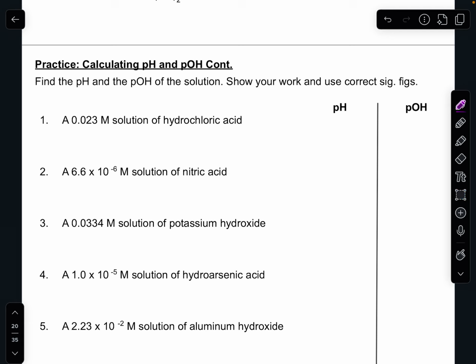We have HNO3 and H2SO4. Both are strong acids, but this one contains only one hydrogen. That means it can release only one hydrogen at a time. So that is called a monoprotic acid.